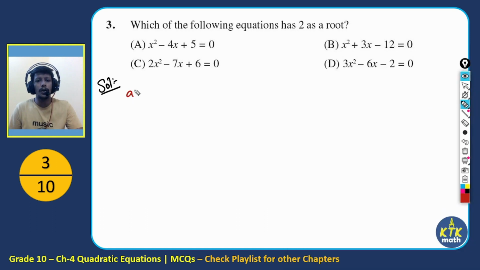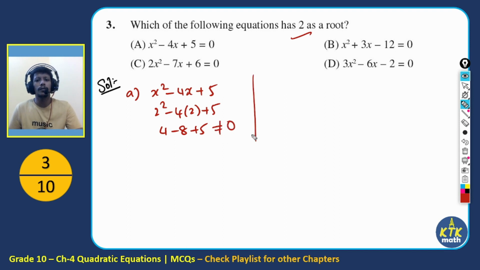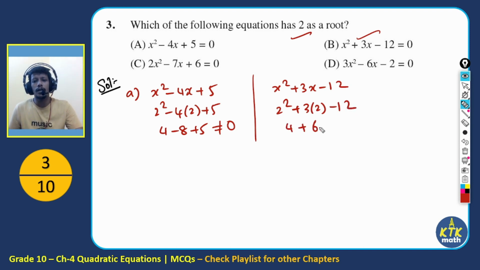Option A, you substitute x square minus 4x plus 5. So substitute 2 there: 2 square minus 4 times 2 plus 5. So 4 minus 8 plus 5. This one you are not getting 0. Again next, B, x square plus 3x minus 12. So 2 squared plus 3 times 2 minus 12. 2 square is 4, plus 3 twos are 6, minus 12. This is also not getting 0.